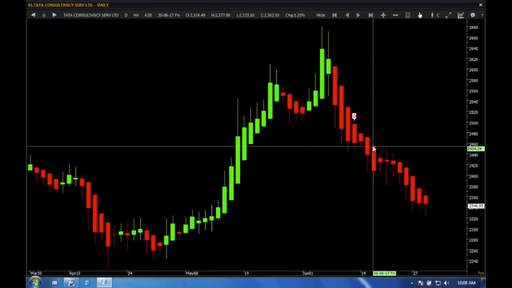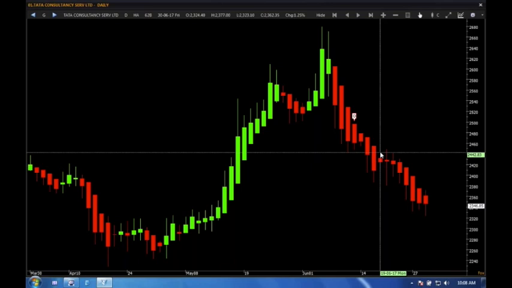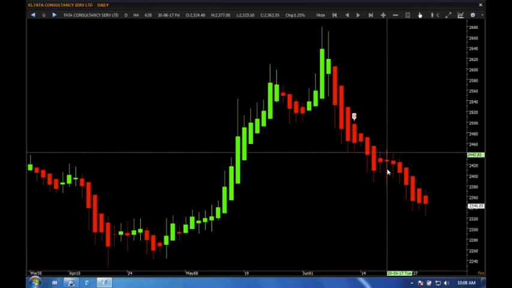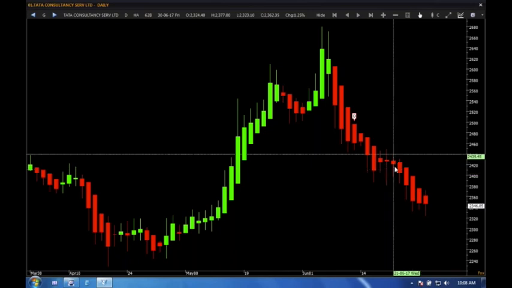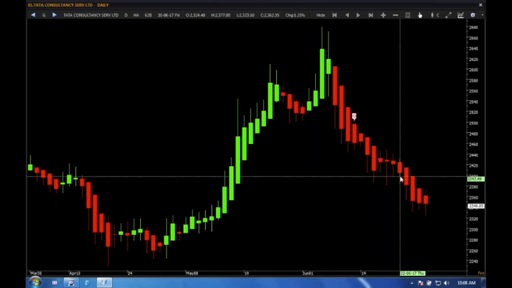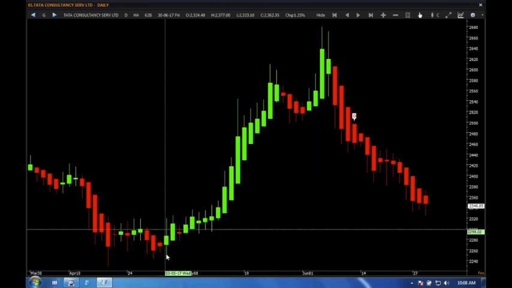Obviously, when I have shadows at both the ends, an upper shadow as well as a lower shadow, it means that it is neither a strong uptrend nor a strong downtrend. The prices are kind of consolidating. But if it's red in color, like the case over here, the bias is slightly on the downside, and if it's green over here, the bias is slightly on the upside.